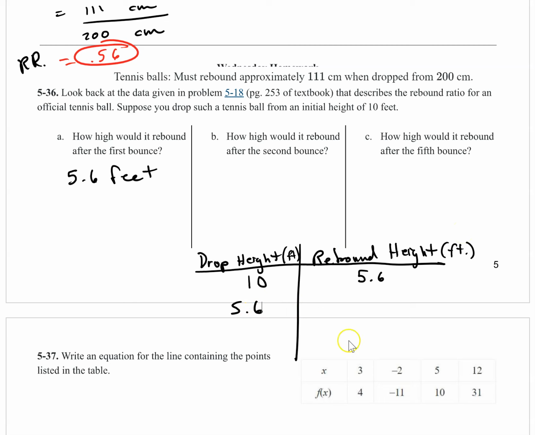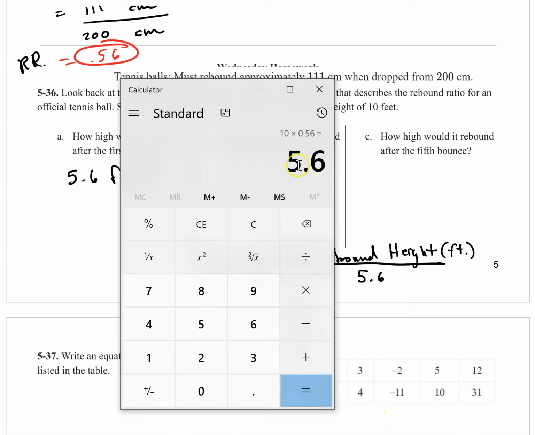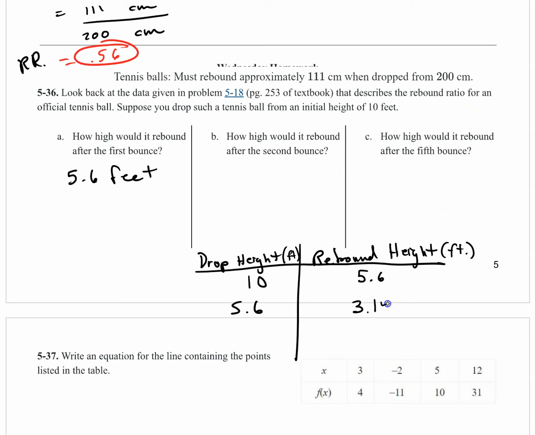It goes back down. To get the rebound height, take what it's at and you multiply it by the rebound ratio, 0.56. Let's round to 2 decimals, 3.14. So 5.60 feet, 3.14 feet. Now to get the third bounce, we start at 3.14 feet in the air, and it goes down again. Keep multiplying by the rebound ratio and see what comes next.